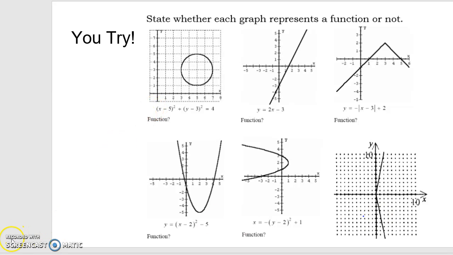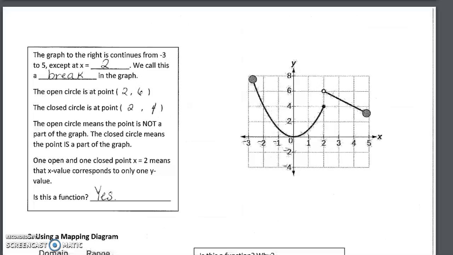Go ahead and find your notes, and let's transition back to those. We have a different type of graph to talk about. All right, so we have another type of graph. Let's go ahead and fill in these blanks, and we'll talk more about it.